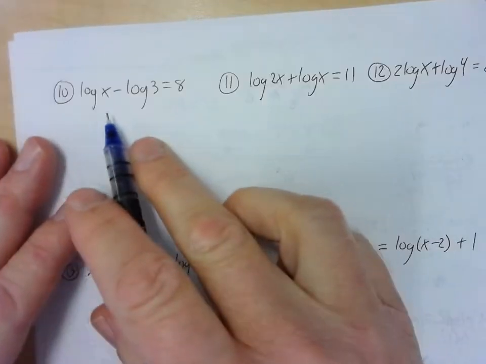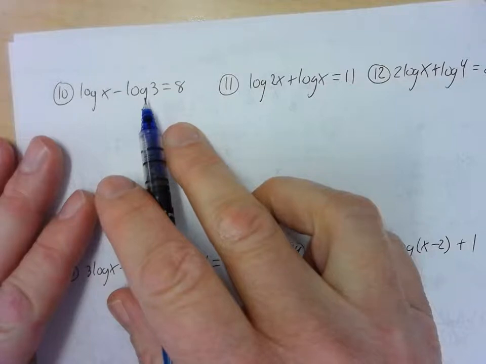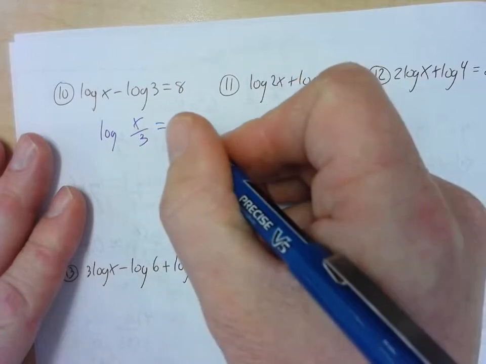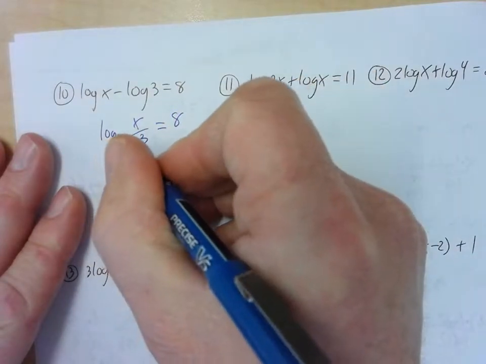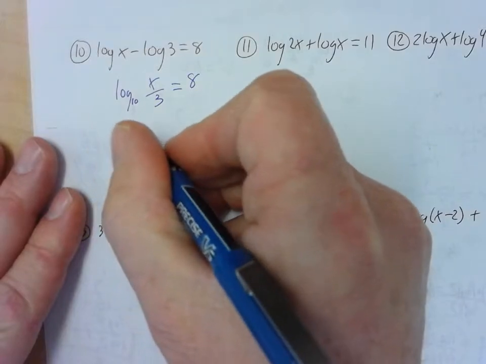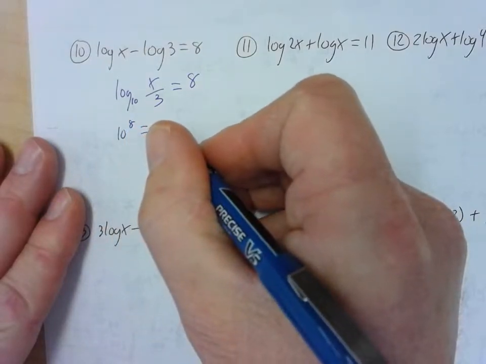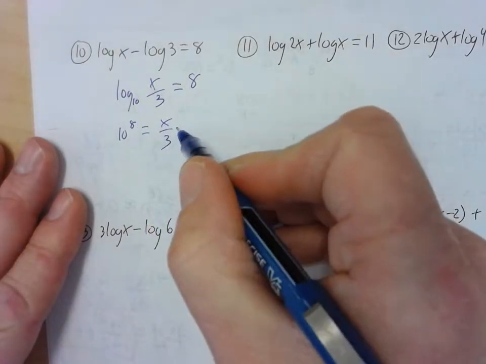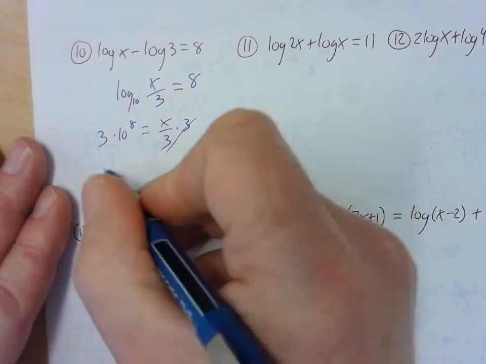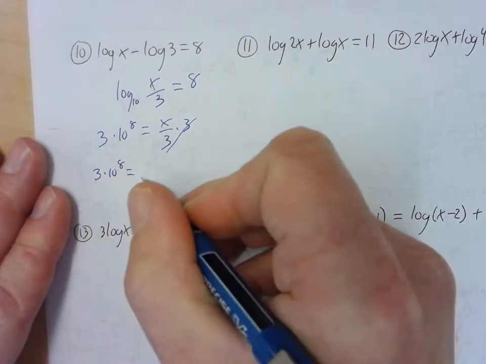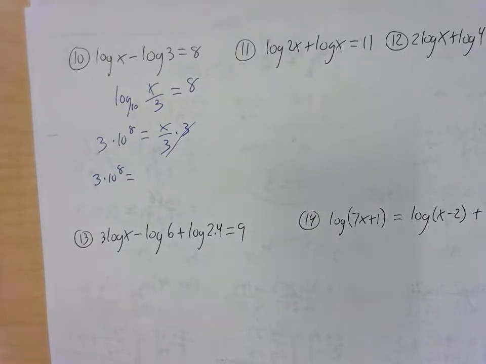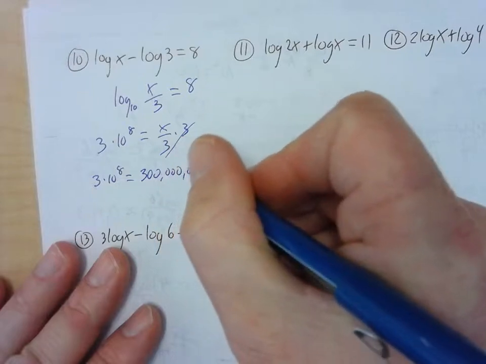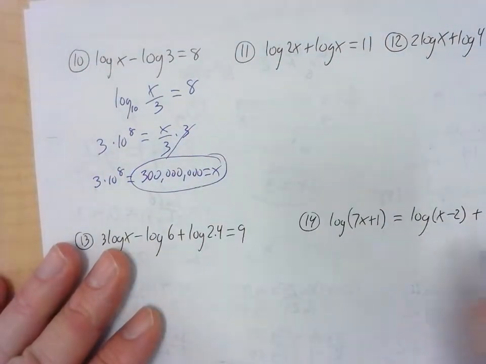I'm going to use the properties of logs. Subtraction, remember, means division. So it's log of x over 3 is equal to 8. The base is 10. So it's 10 to the 8th power is equal to x over 3. So base, exponent, answer. Multiply each side by 3 to get x by itself. So it's 3 times 10 to the 8th power, which is 300 million. So 300 million is equal to x, or scientific notation.